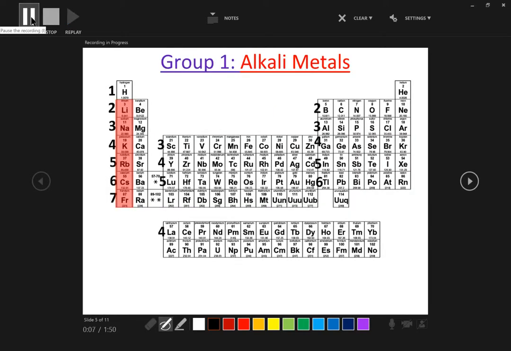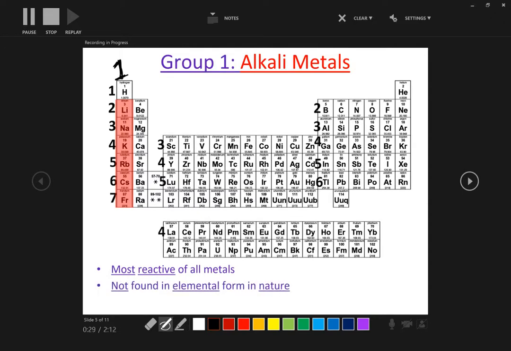So now we have our special groups. Certain columns have certain names to identify them. So what are alkali metals? Alkali metals are group 1 because it's the first column. They are your most reactive of all metals. Because they're so reactive, they are not found in elemental form in nature. They are soft, bendable, shiny, and have a low melting point.